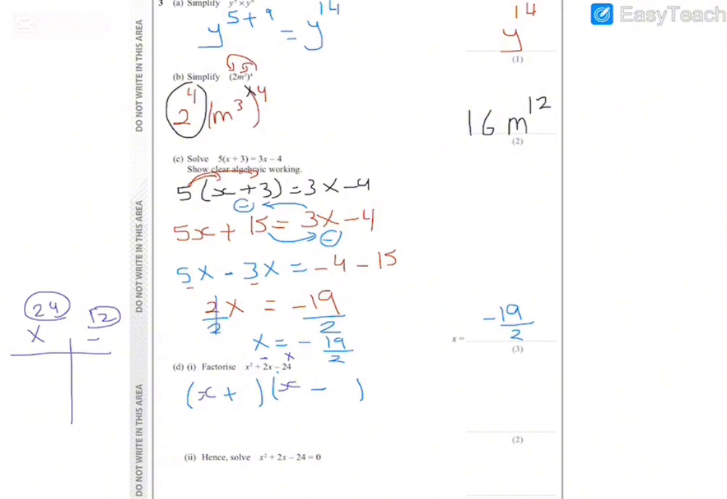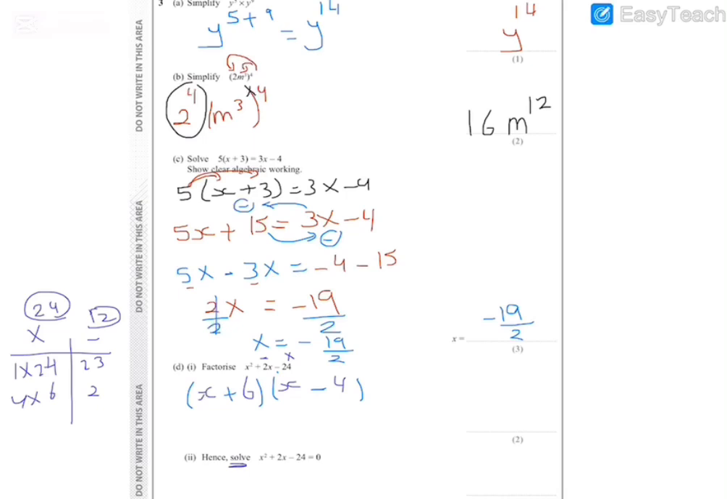So what are the factors of 24? 1 times 24, the difference is 23. No. 4 times 6, the difference is 2. Yes. Where do I put 6, where do I put 4? The big number takes the sign of the middle. The sign of the middle is positive. Okay, so it will be 6, and here is 4. So my factorization: x plus 6, x minus 4.